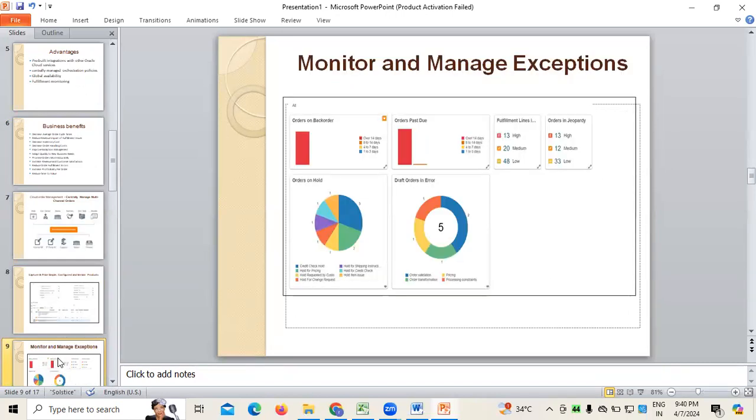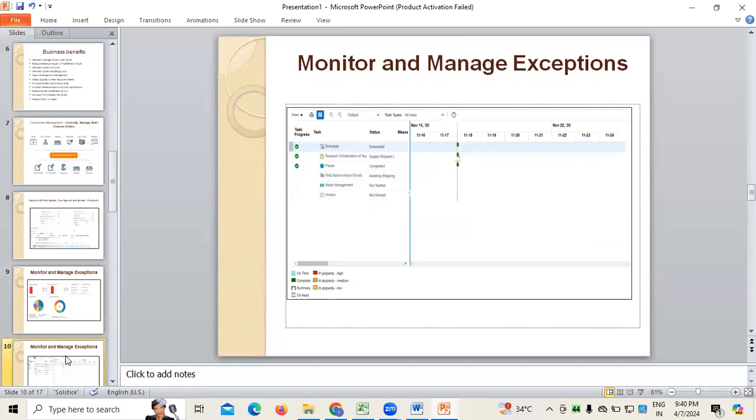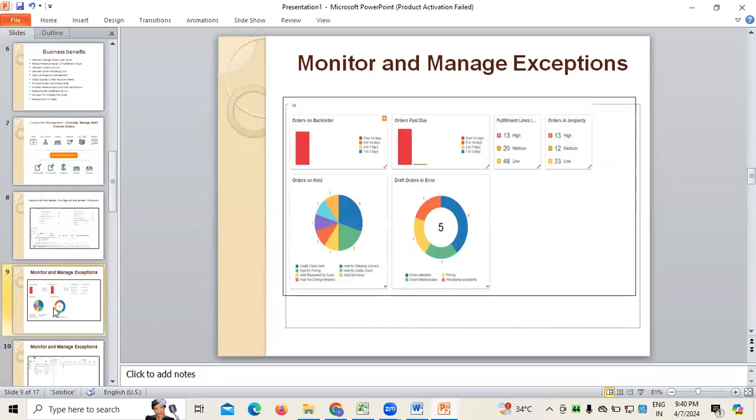Next is monitoring and managing exceptions, which allows us to search for orders, view the status, and see a summary of exceptions by customers, products or suppliers. This is used for providing data insights. If you want to provide data insights by creating dashboards, everything can be seen using this cloud order management, because these are interactive dashboards.